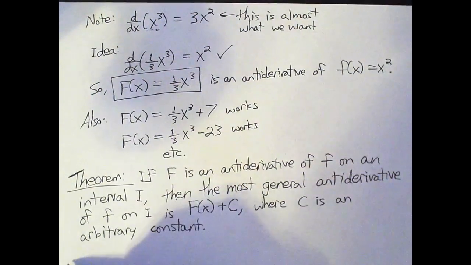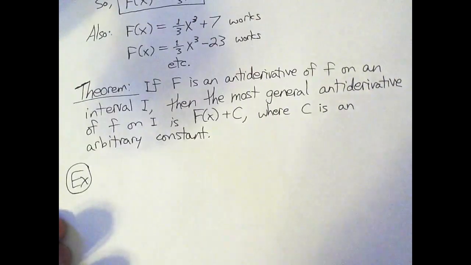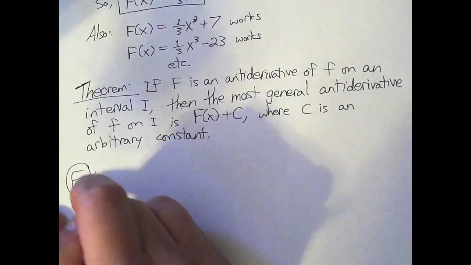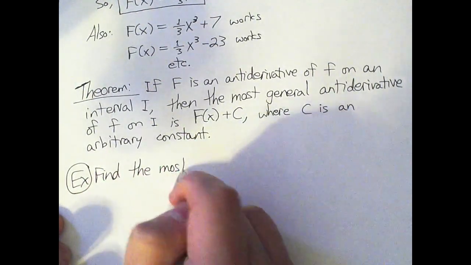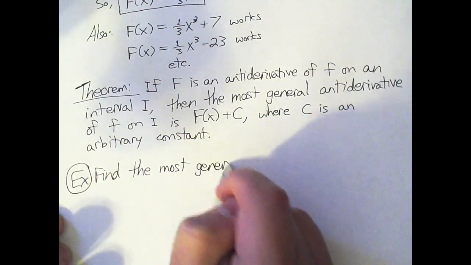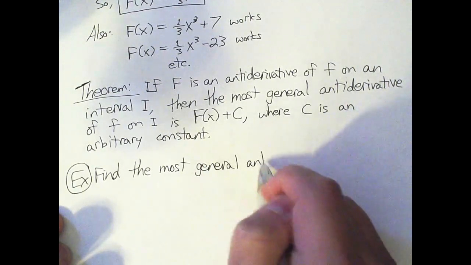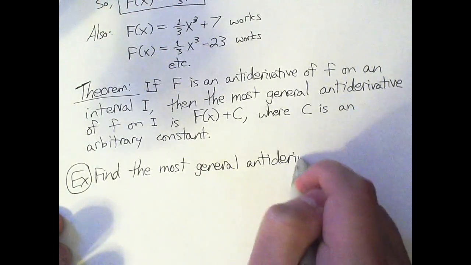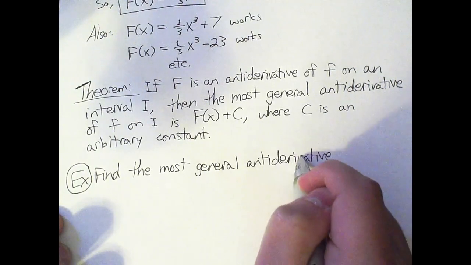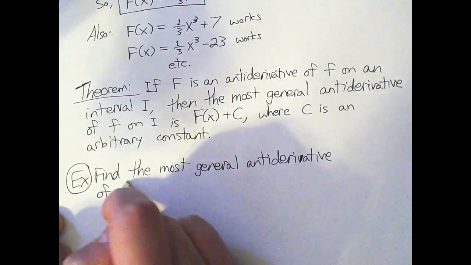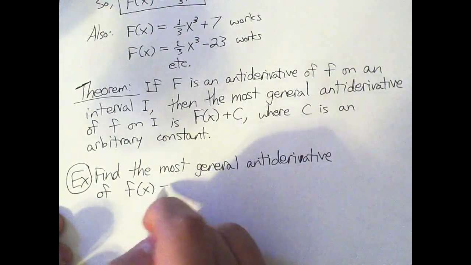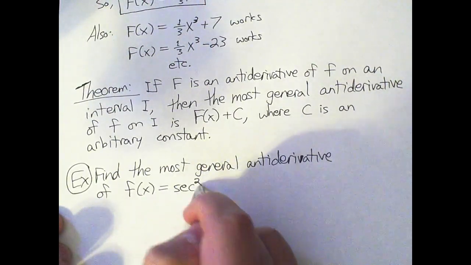Here, let's do another one. Let's say that we want to find the most general antiderivative. I'll do this one for us. Find the most general antiderivative of lowercase f of x equals secant squared x.